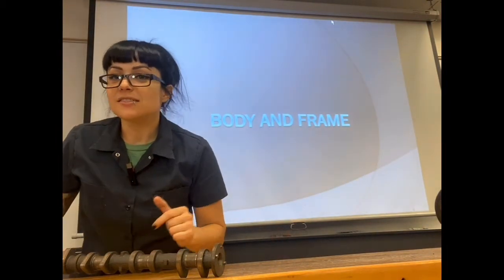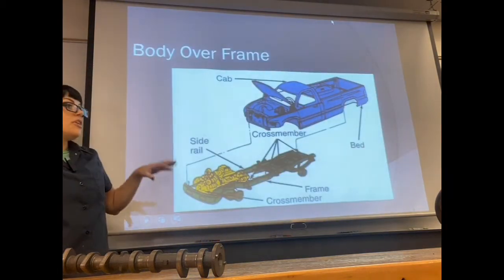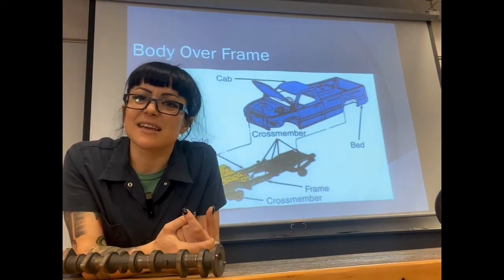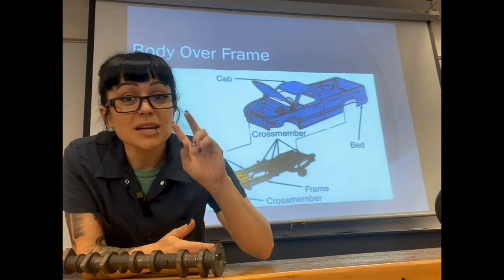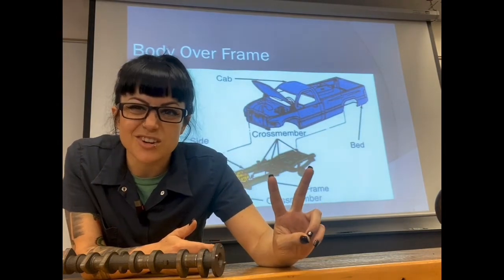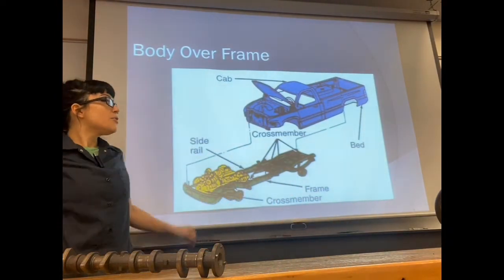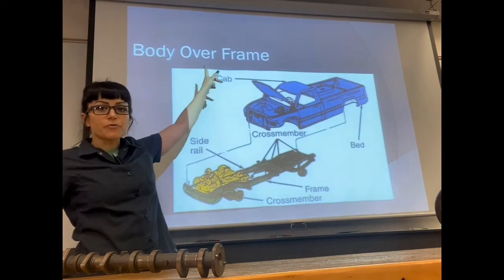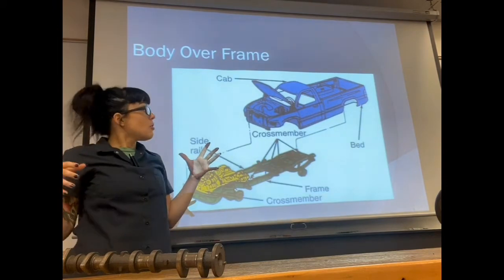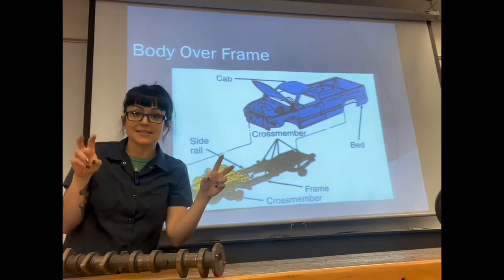Last but not least, let's talk a little bit about the body and frame of your vehicle. So there's actually a bunch of different types of frames and styles of frames, but I'm really only going to talk about two because there's really only two that you guys are going to see out in the field besides something like a Lamborghini. The first one is what we call body over frame, meaning that the body of the vehicle is actually separate from what we call the chassis of the vehicle.